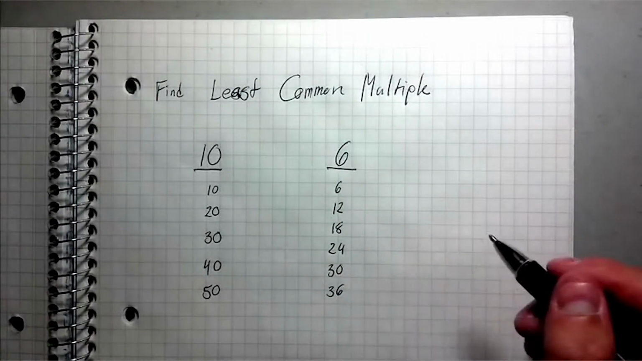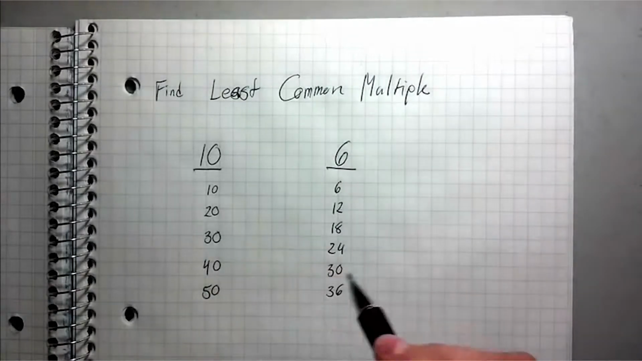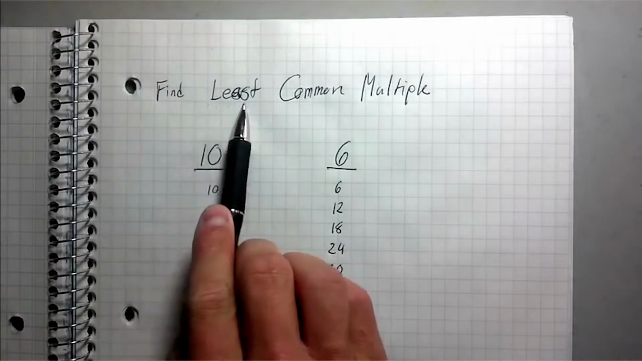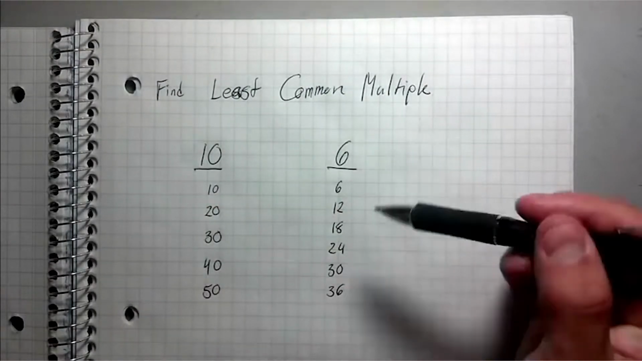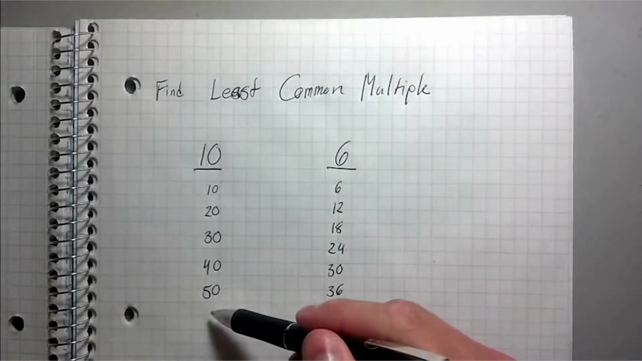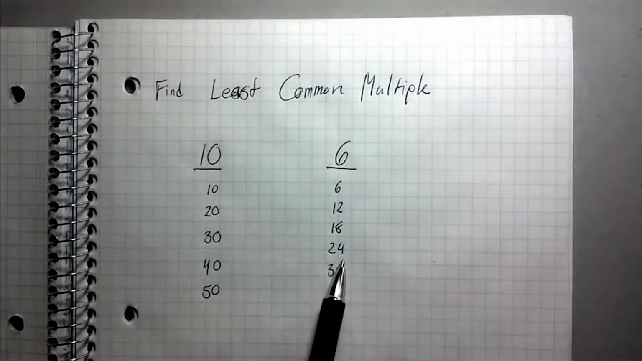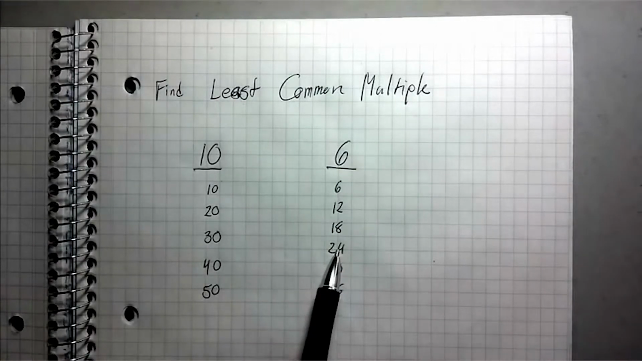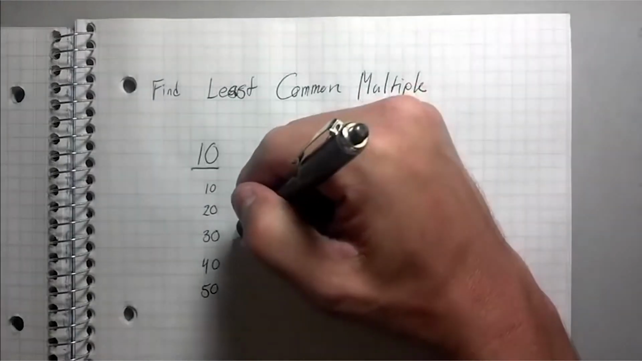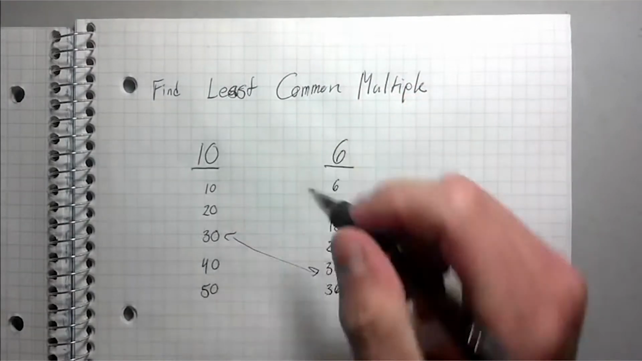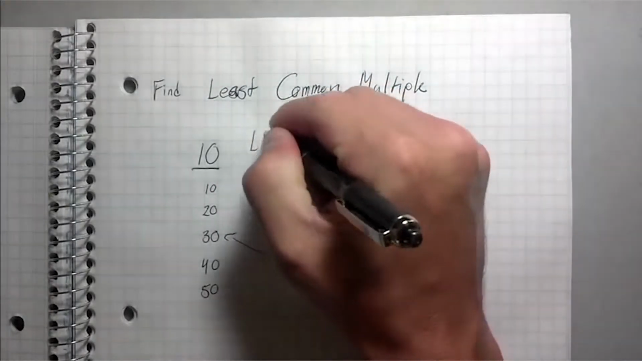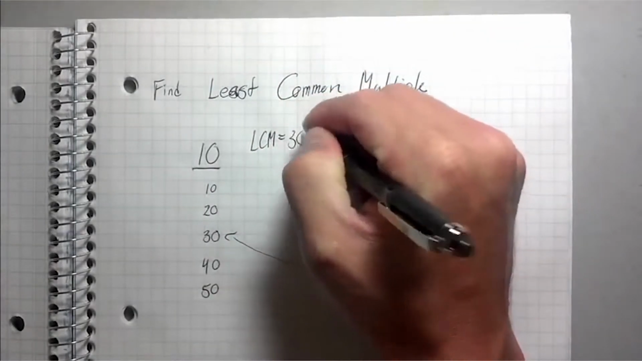Okay, and I could keep going, but I don't have to actually go any farther because I can see the answer right now. Think about what the least common multiple is. It's the smallest shared multiple. Well, here are the multiples of 6. Here are the multiples of 10. What is the smallest number that both of these columns have in common? Well, in fact, the only number is 30. So 30 is the least common multiple of 10 and 6. So I would just say that LCM equals 30.